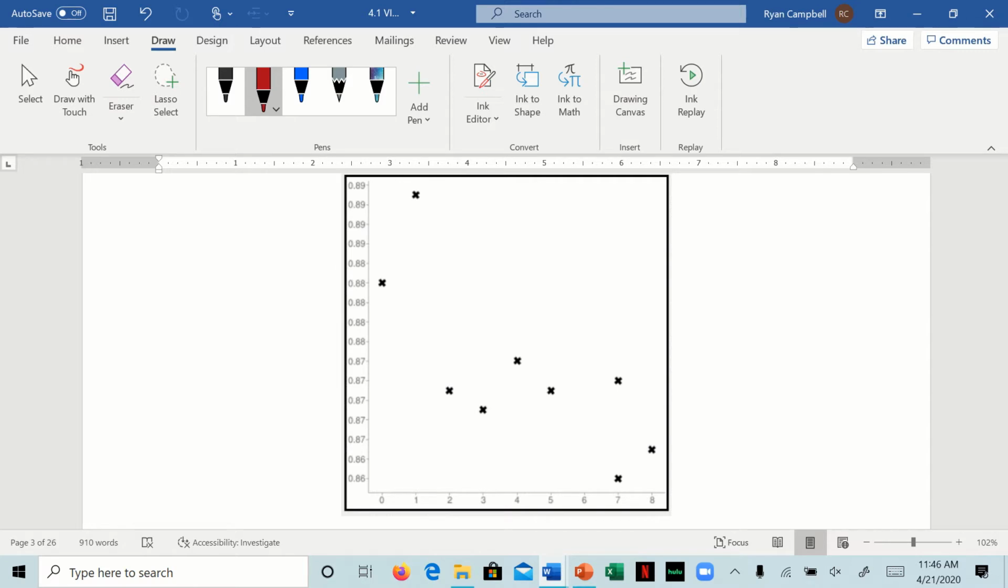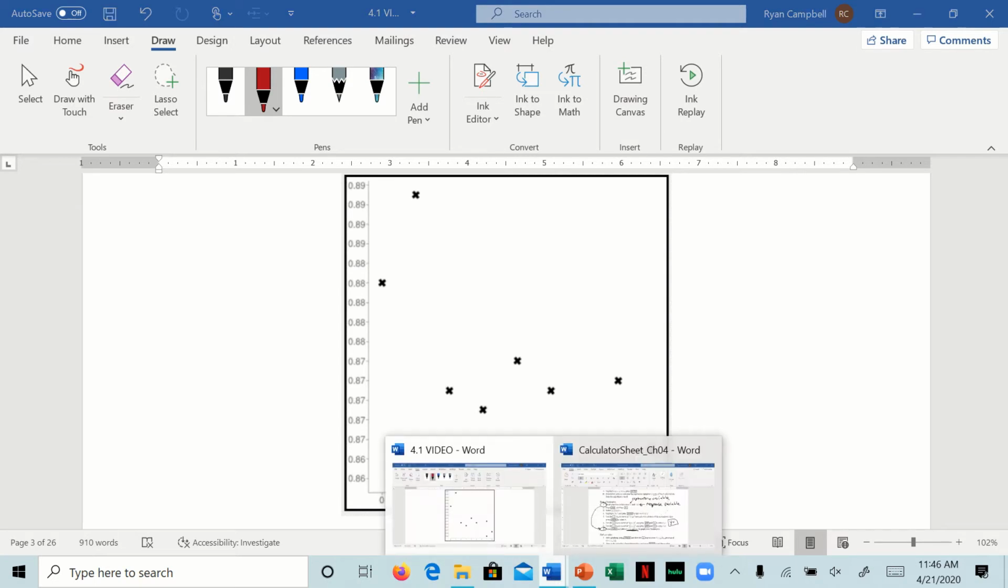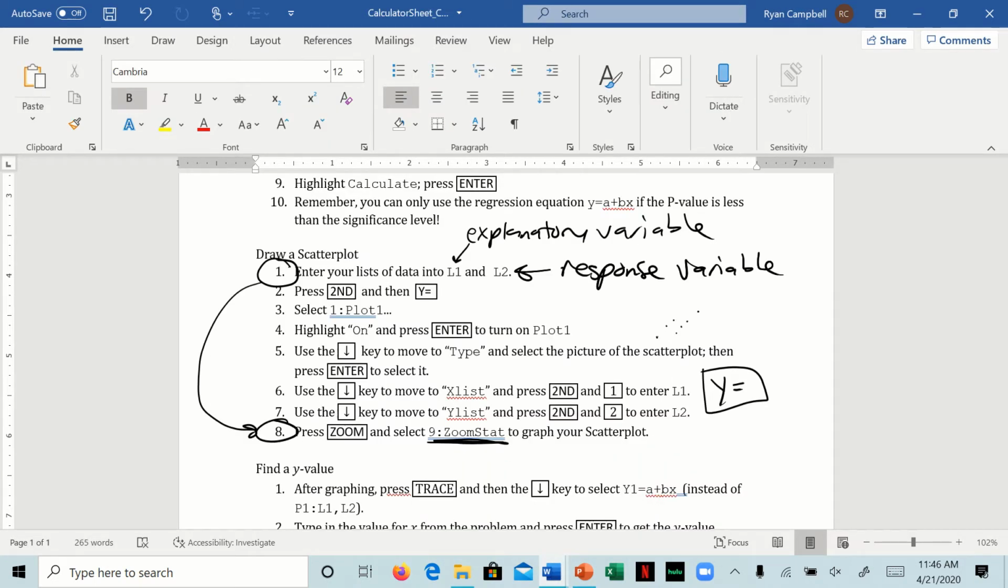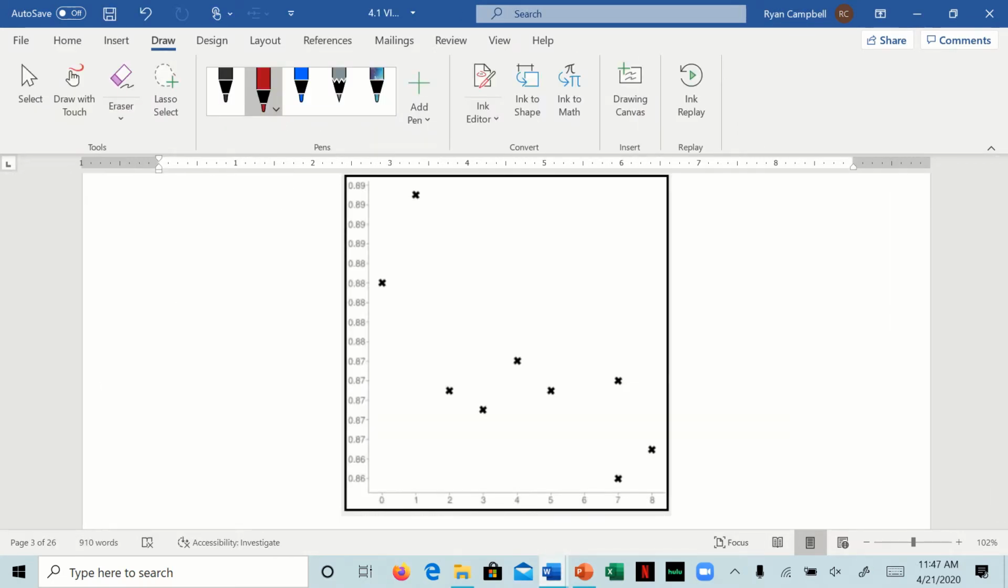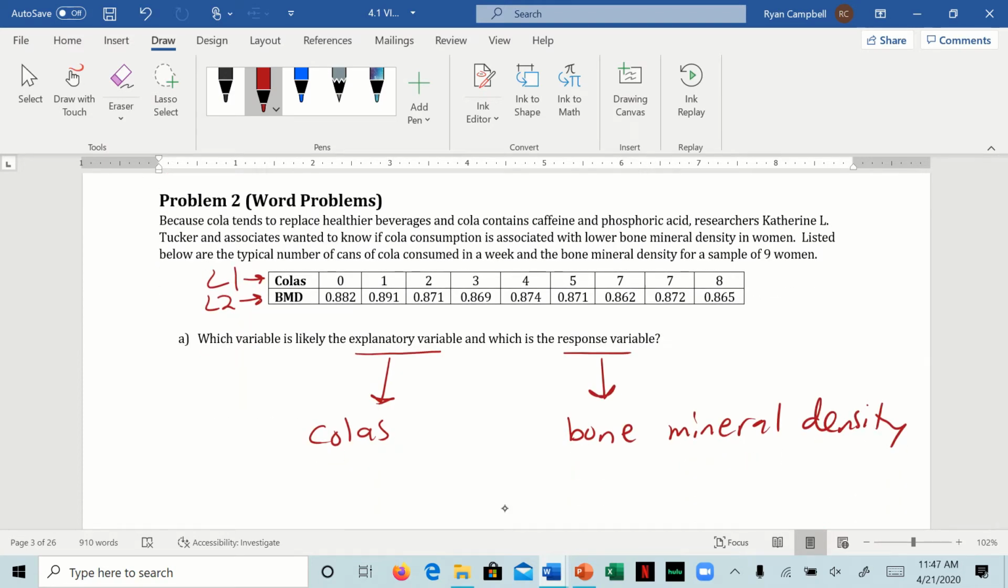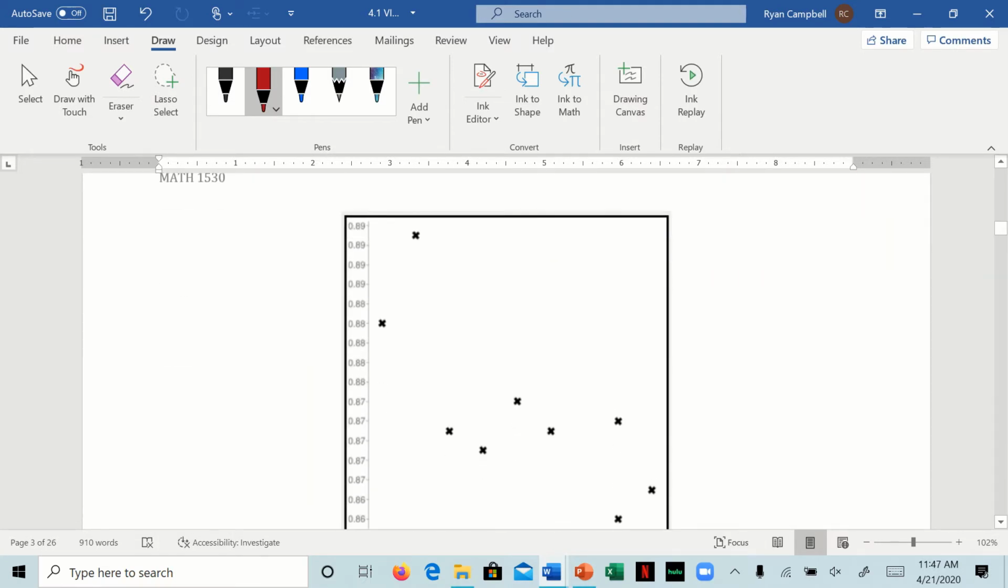If it looks very off, that means maybe one or two of your points is off. Maybe you forgot to follow this list, so just read through it. Make sure you're doing every single step. Make sure that everything in the y equals, so not second y equals, but just regular y equals, the top left, is empty. Delete everything. Make sure that for every value in the y, you also have something in x. So make sure you actually typed in everything correctly. Go back and double check. Make sure that the cola was L1 and the mineral density was L2. But yeah, we should get this.